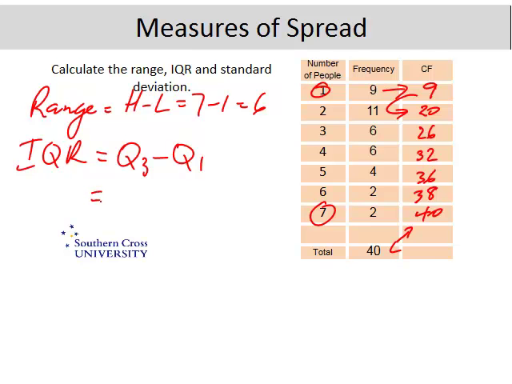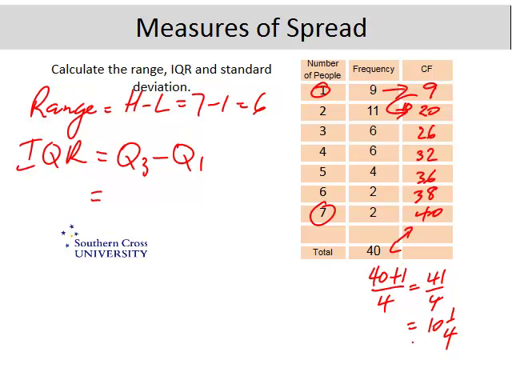Now, this time there are 40 numbers, so the position for Q1 is going to be 40 plus 1 divided by 4, which is 41 divided by 4, which is 10 1/4, or 10.25. So it would be after the 10th number. Now, we know that the first 9 numbers were 1s, so the 10th number through to the 20th number were all 2s.